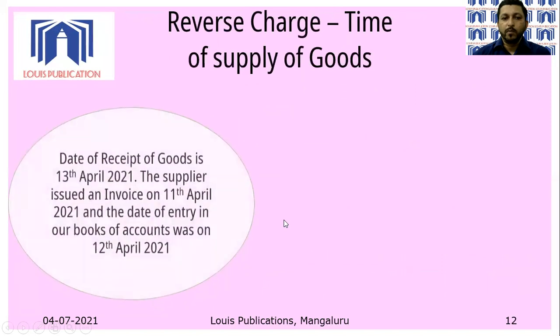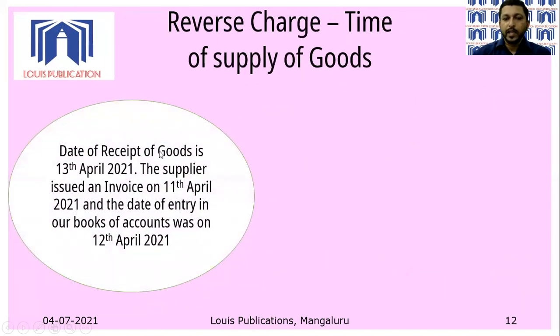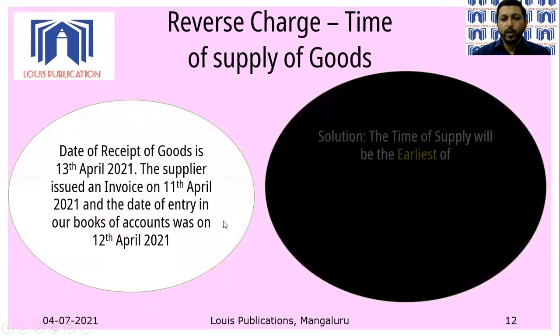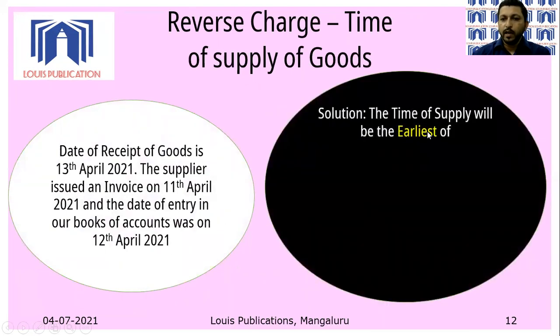So reverse charge, time of supply of goods. Date of receipt of goods is 13th of April 21. The supplier issued an invoice on 11th of April 2021. And the date of entry in the books of accounts was on 12th of April 2021. So simple point, how would you consider? One is the earliest of the receipt of goods. So the date of receipt of goods is 13th of April.